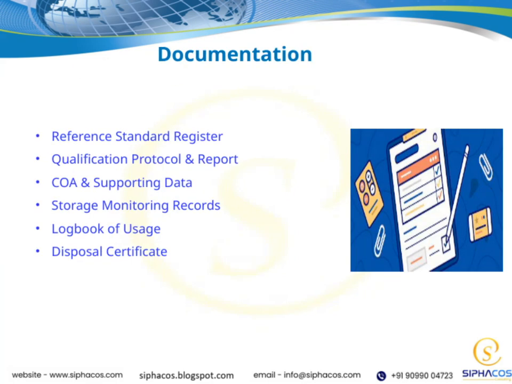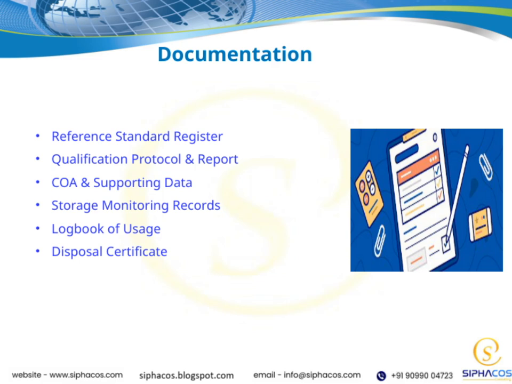Let's take a closer look at the key documentation components that ensure our processes are transparent and compliant. First, we have the reference standard register, which is essentially our master list of all standards used for qualification and testing. It's crucial because it helps us verify that we're aligning with the right benchmarks. Next is the qualification protocol and report.